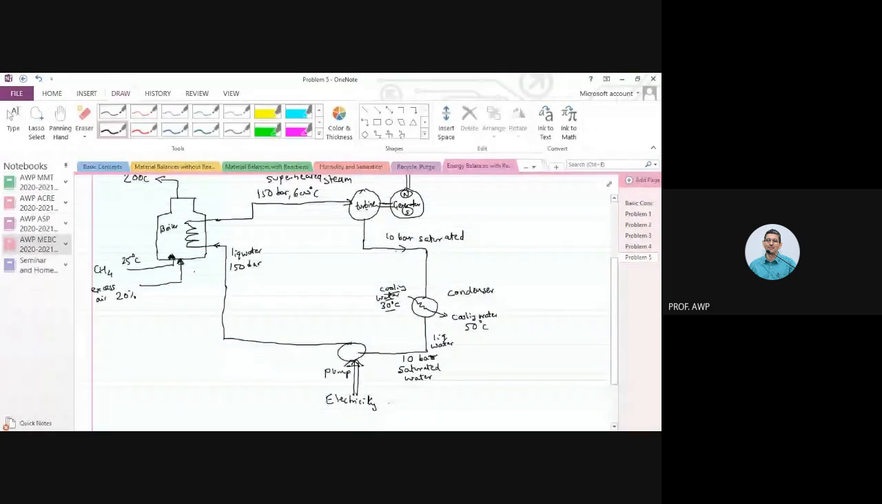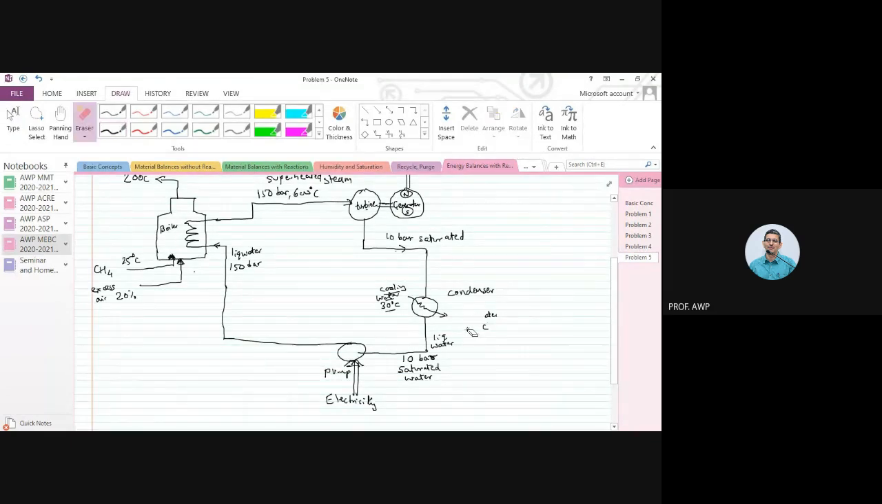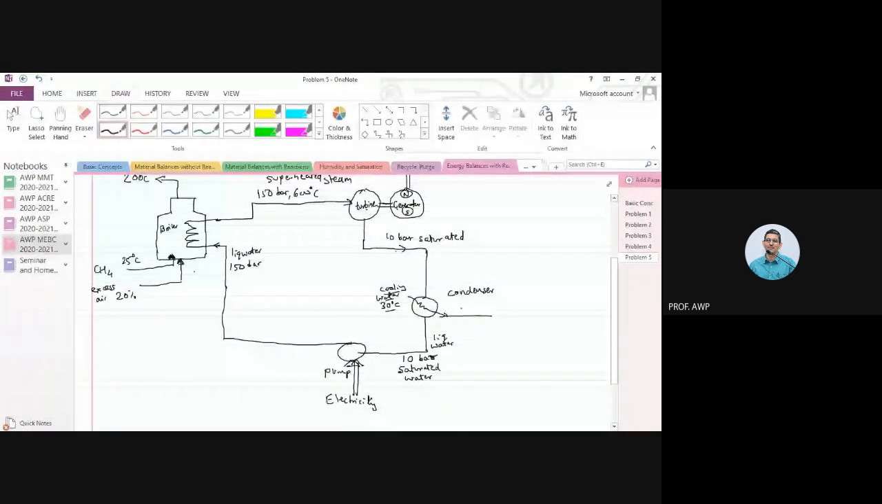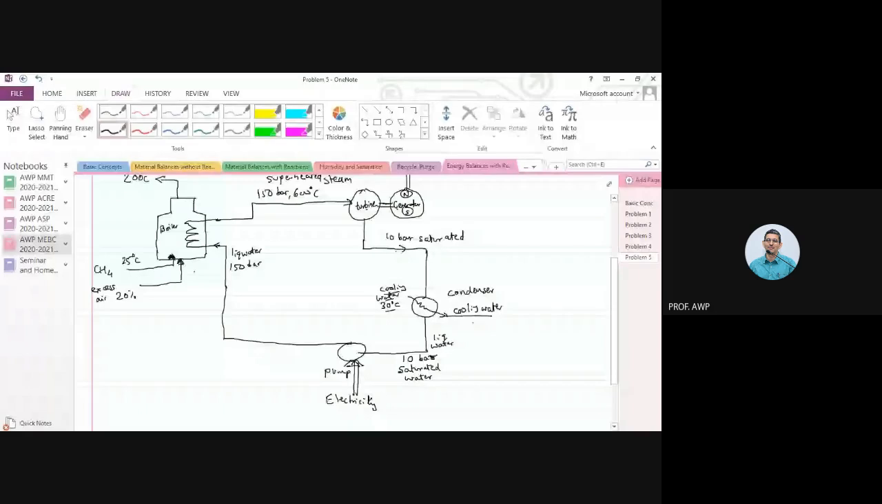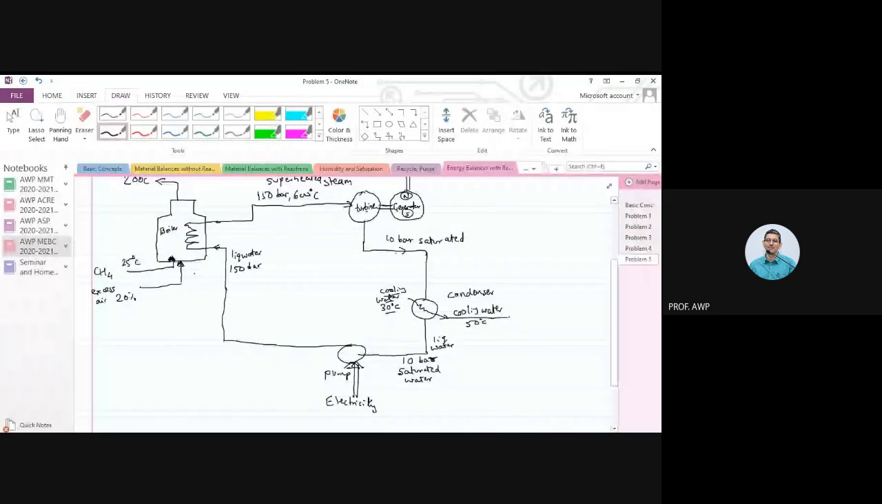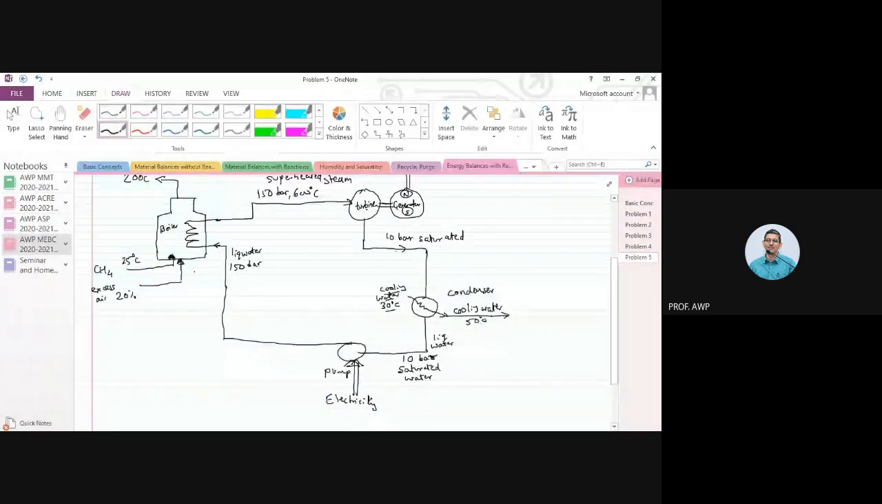Now, what will we do with this cooling water? Cooling water which is at 50 degrees centigrade. What do you think we will do with that? Any thoughts about what we will do with this water which is at 50 degrees centigrade?